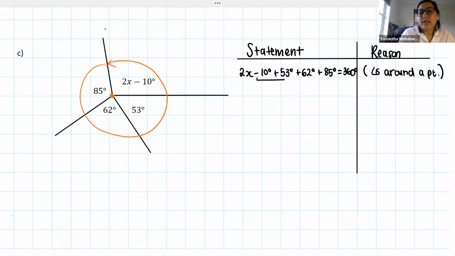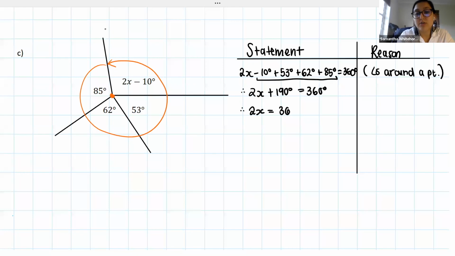Okay, so again, I'm just going to neaten up this left-hand side here with all those like terms. So minus 10 plus 53 plus 62 plus 85 is 190. 2x plus 190 is equal to 360. Solve your equation, inverse operations, subtract 190 on both sides, and you get that 2x is equal to 170 degrees. We want x, we don't want 2x, so we're going to divide both sides by 2, and so x is equal to 85 degrees.